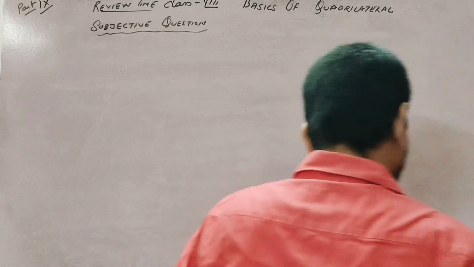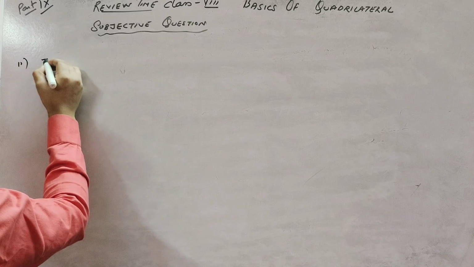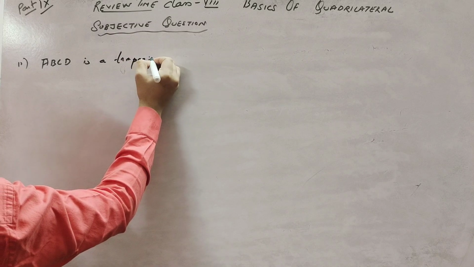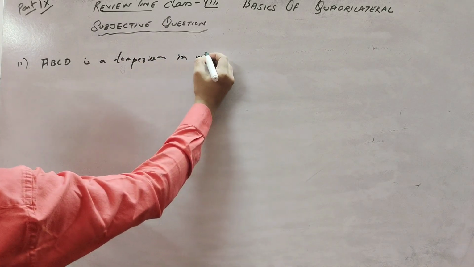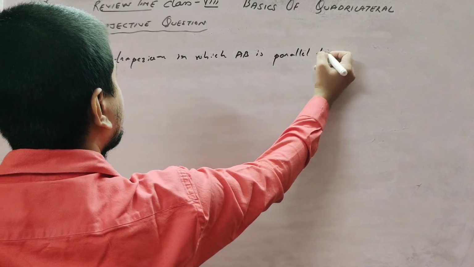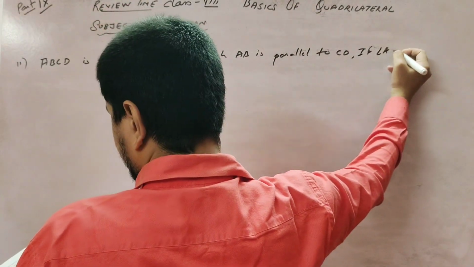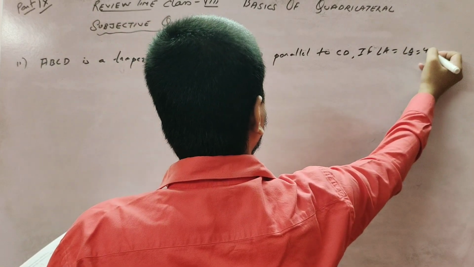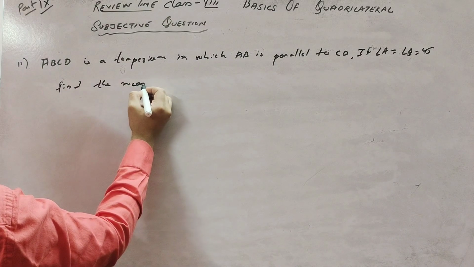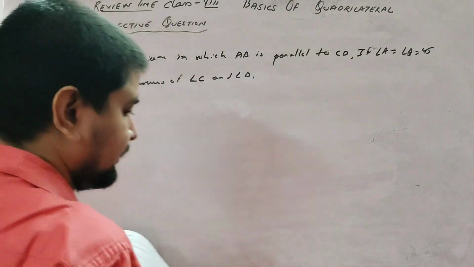Question number 11. ABCD is a trapezium in which AB is parallel to CD. If angle A equals angle B equals 45, find the measures of angle C and angle D.